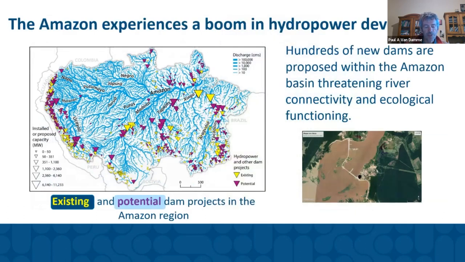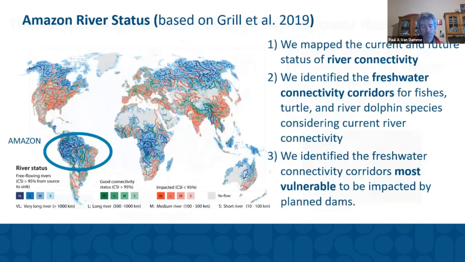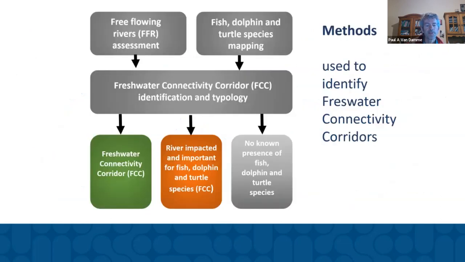The free-flowing feature of the Amazon is now threatened by infrastructure development, especially for hydropower. At the left, existing dams are shown in yellow and planned and/or potential dams are shown in purple. Hundreds of new dams are now planned in the Amazon. Based on a global river status assessment by Grill, shown at the left, we map the current and future status of river connectivity, identified freshwater connectivity corridors, and identified the most vulnerable corridors.